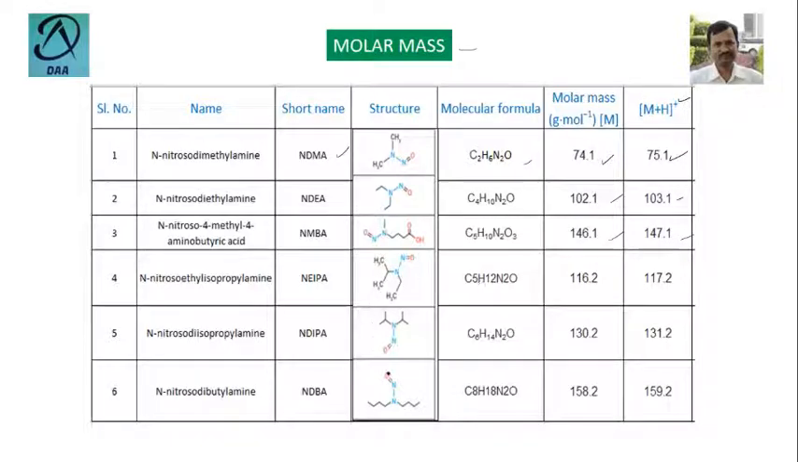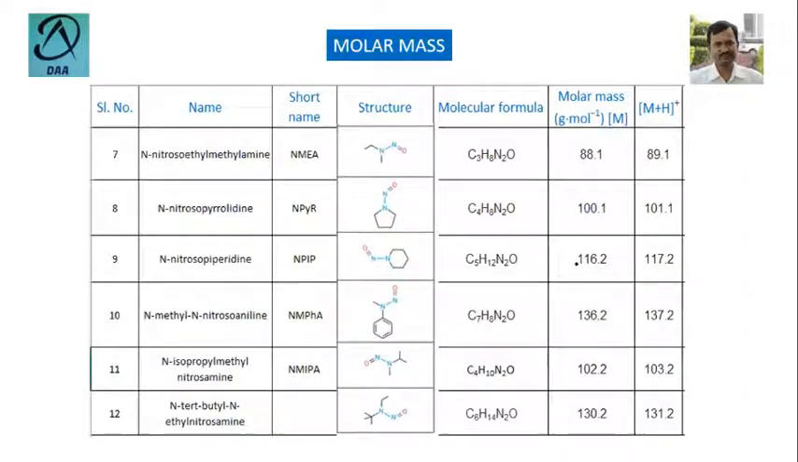In the same way, you can see here there are 6 compounds and another 6 compounds, a total of 12 compounds. The last compound is N-tertiary butyl N-ethyl nitrosamine. It doesn't have any shortcut name till now. Maybe in future it will get. And the structure is there, and its molar mass is 130.2, and the ionized mass, the singly positively charged ion, is 131.2.